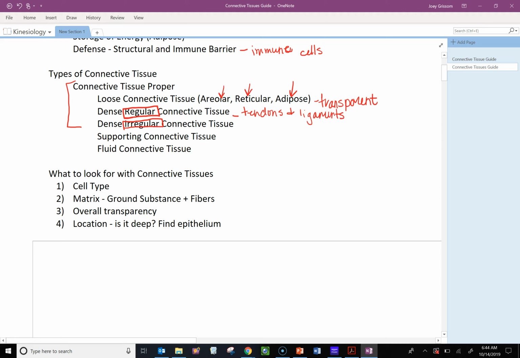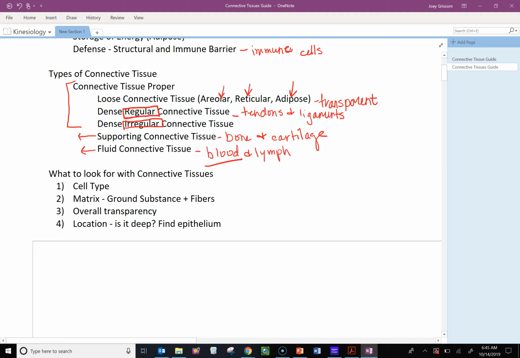Supporting connective tissues, sorry, that should not be indented. This is what we're going to see with bone a little bit later, but now we're going to be seeing cartilage. I'll talk about the specific features of those in a little bit. And then lastly, fluid connective tissue. This is blood and lymph. We're not going to be looking at lymph because lymph is basically clear and hard to see, but we are going to be looking at blood, and I'll be pointing out some things about blood.